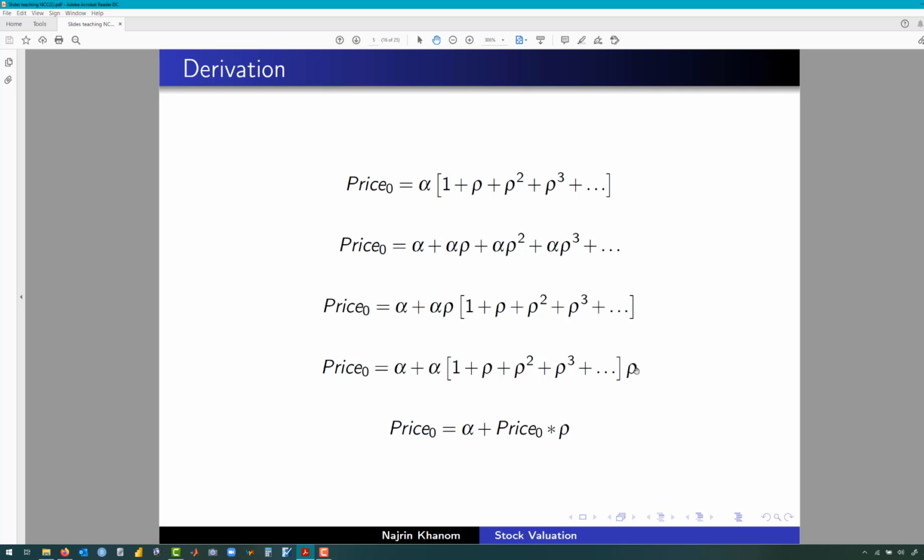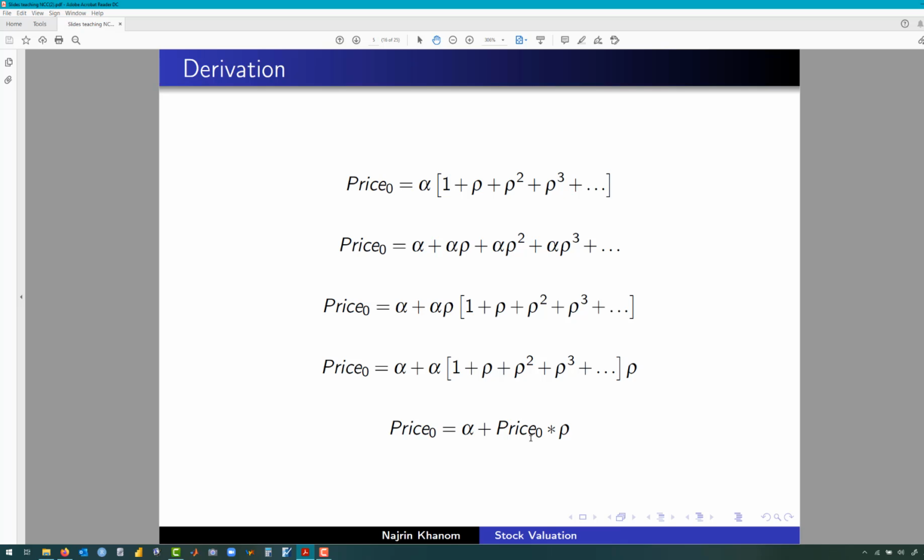And then we have this rho. See, the rho was not part of this equation. So price of the stock at time period 0 times rho. It looks a little strange, but this is happening because we have this equation going to infinity. If it was for a finite number of terms, a simplification like this wouldn't have been possible.